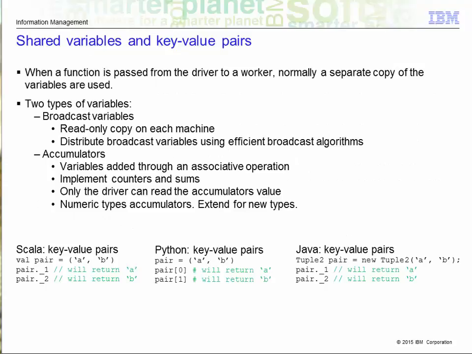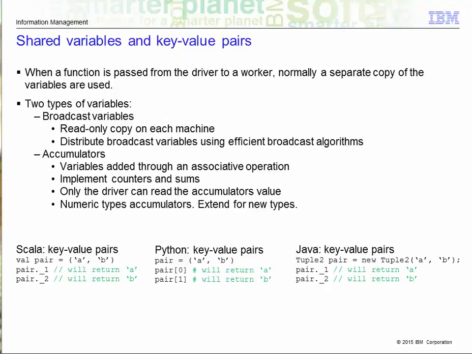On these last 2 slides, I'll talk about Spark's shared variables and the type of operations you can do on key-value pairs. Spark provides 2 limited types of shared variables for common usage patterns: broadcast variables and accumulators. Normally, when a function is passed from the driver to a worker, a separate copy of the variables is used for each worker. Broadcast variables allow each machine to work with a read-only variable cached on each machine.